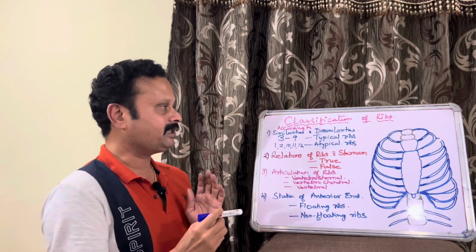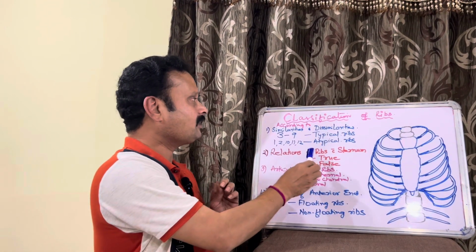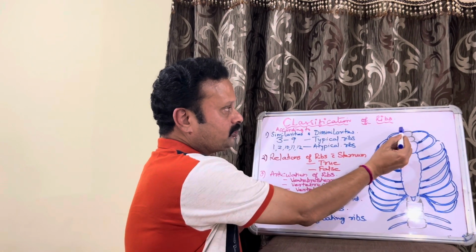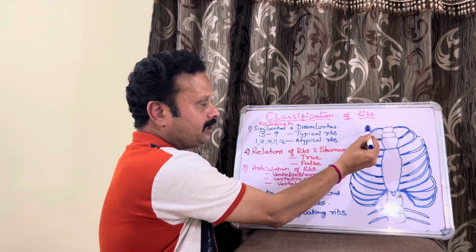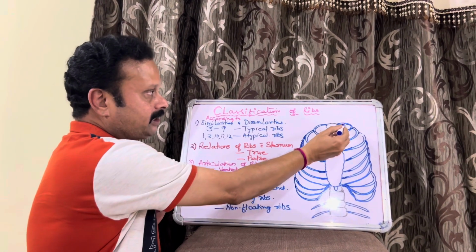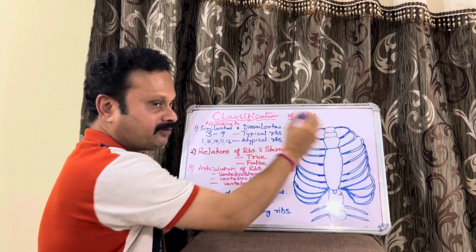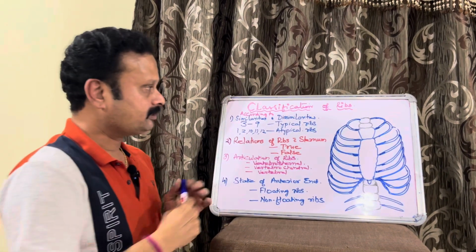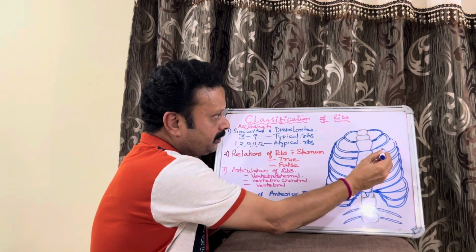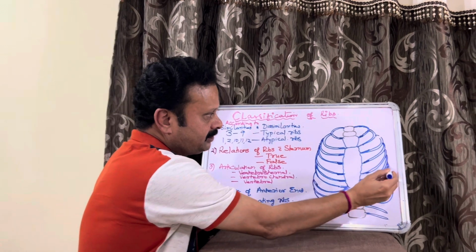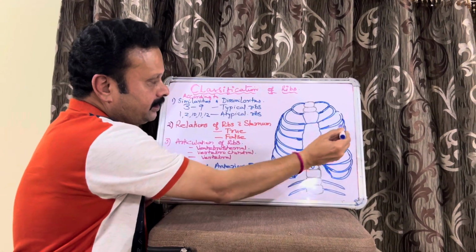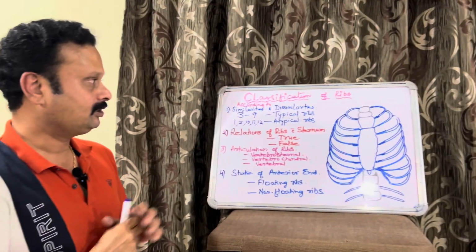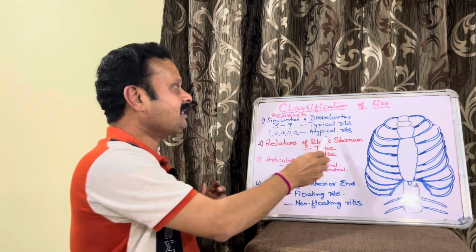The second way of classifying is according to the relations of ribs with the sternum. If you see the rib, posteriorly it articulates with the vertebra and ends in the sternum. There are certain ribs which begin from the vertebra and end directly in the sternum, that means till 7: 1, 2, 3, 4, 5, 6, 7. Till 7 they are directly articulating with the sternum through their costal cartilages. So, the upper 7 ribs are called true ribs.